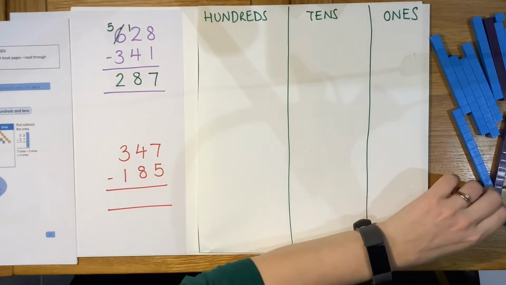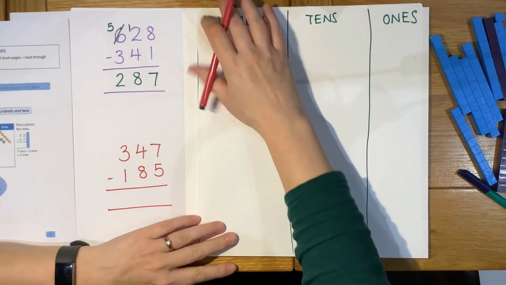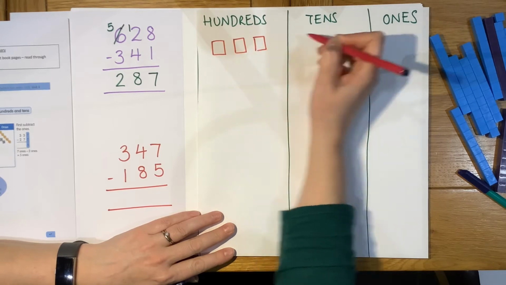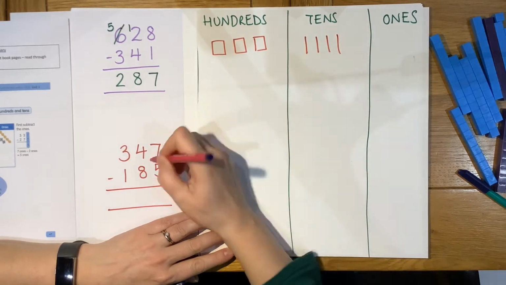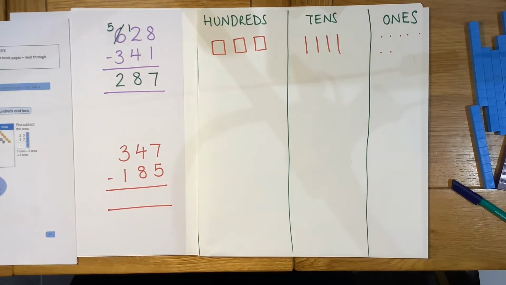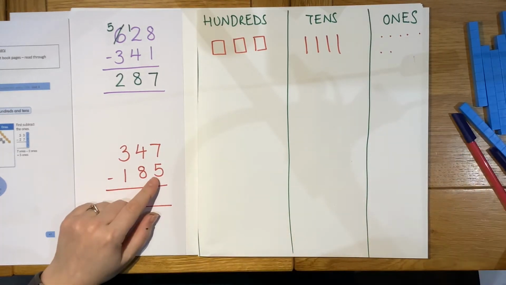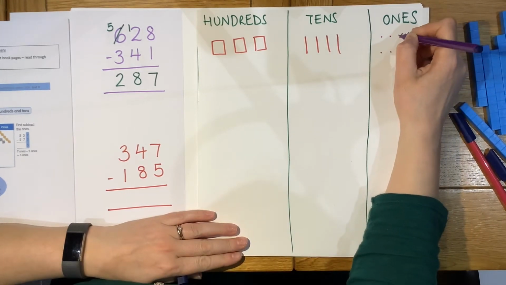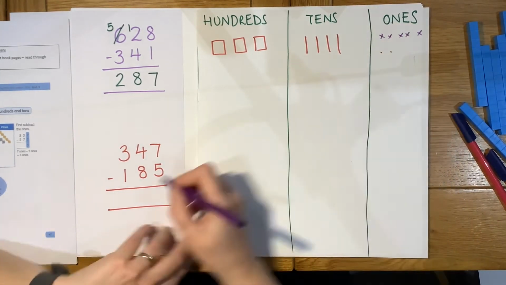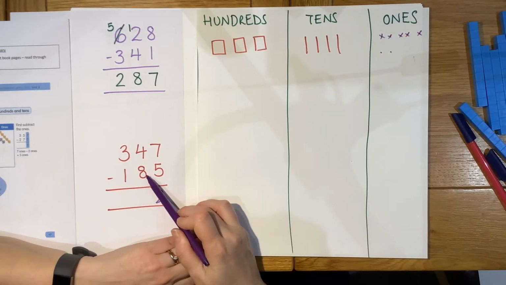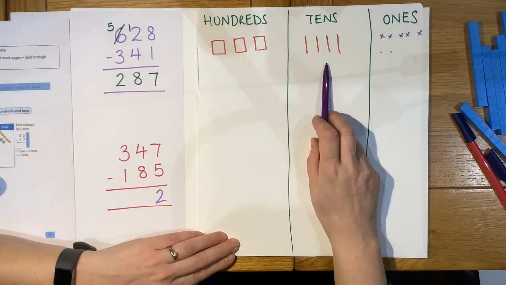Okay, let's draw our first number then. So 347. It's 3 hundreds, 4 tens, and 7 ones. Okay, right, first of all, subtract the ones. Got to take away 5 ones. I can do that, no problem. Leaves me with 2 ones. Next, subtract the tens. I need to take away 8 tens. Haven't got 8, I've only got 4.